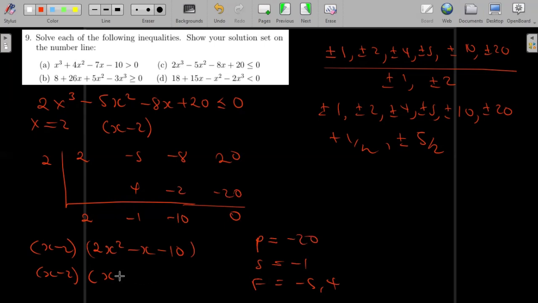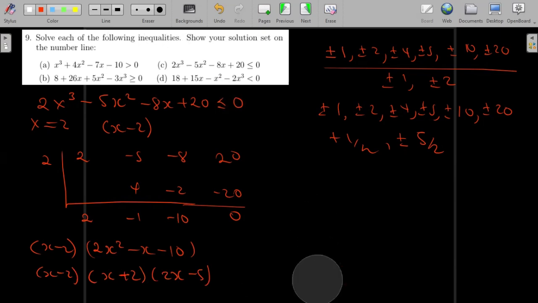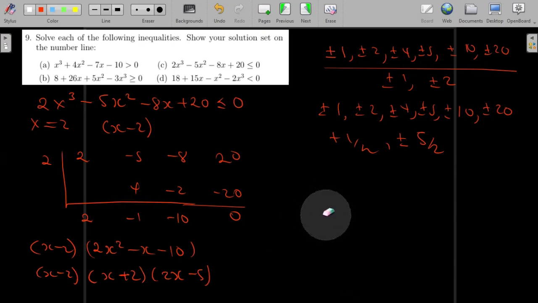So I factor this to be x plus 2, and 2x minus 5. Just check that you get this when you factor that out. So that's what you get. Then next, what do I do here? We factored this out, so just find your solutions now.